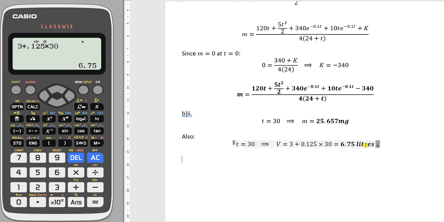And the final thing we can do is find the concentration, which we get by dividing the number of milligrams, 25.657, by the number of litres. You'll notice I didn't bother saving that 25 point something on the calculator because I'd already written it down to a sufficiently high number of decimal places. So here I'm just going to use 25.657 divided by my previous answer. And this gives 3.80. That sounds reassuringly familiar. 3.80 milligrams per litre. That's the concentration.